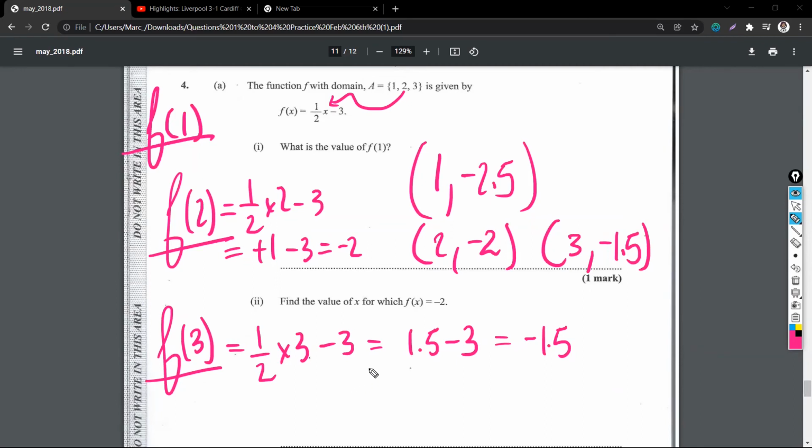So see it here, guys. 1, negative 2.5. That's for f of 1. 2, negative 2. That's for f of 2. And the last one is 3 and negative 1.5. So these are the 3 ordered pairs that they're asking you for. So that's all they're asking, guys. Just put 1, 2, and 3 in there. Remember it said it here?